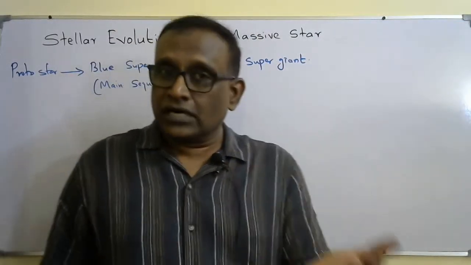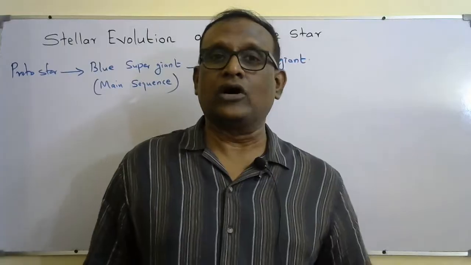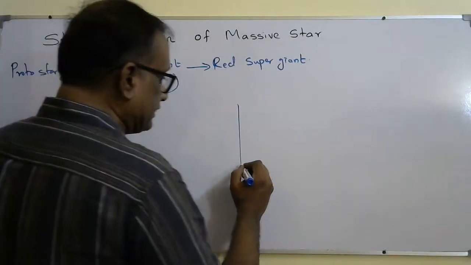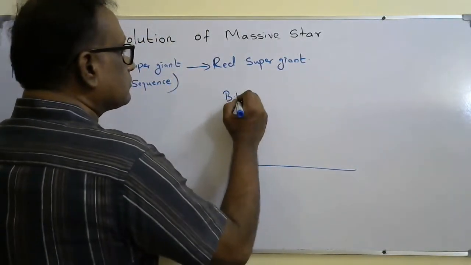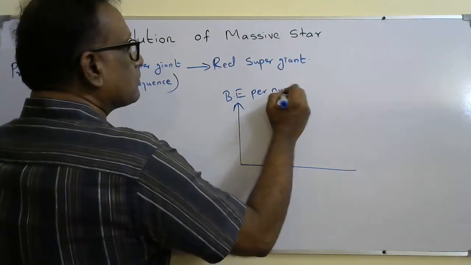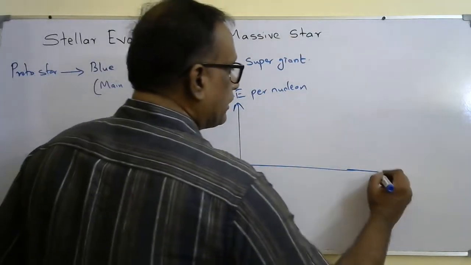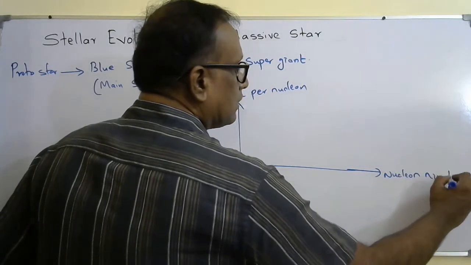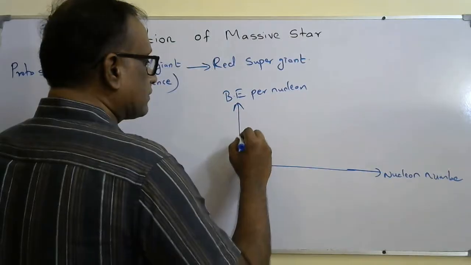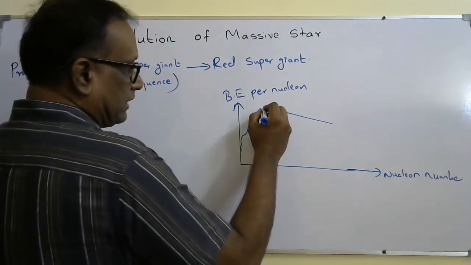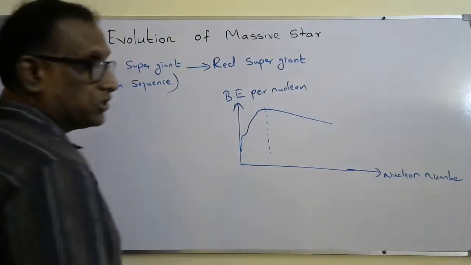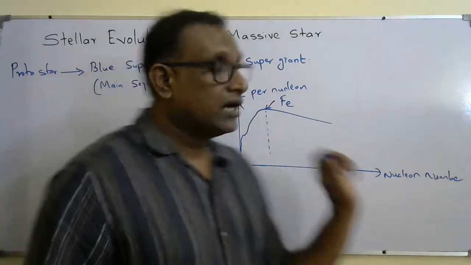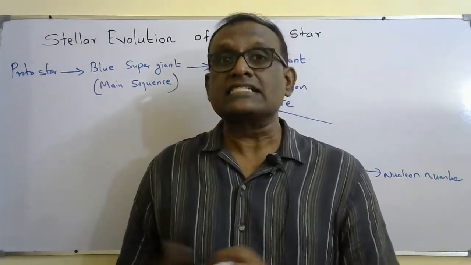In radioactivity, you would have learned about the binding energy per nucleon against mass number graph. When you think about the binding energy per nucleon against nucleon number, or mass number, the graph is something like this, and it goes like this. So the highest binding energy per nucleon occurs for iron. That means the binding energy per nucleon indicates the stability.